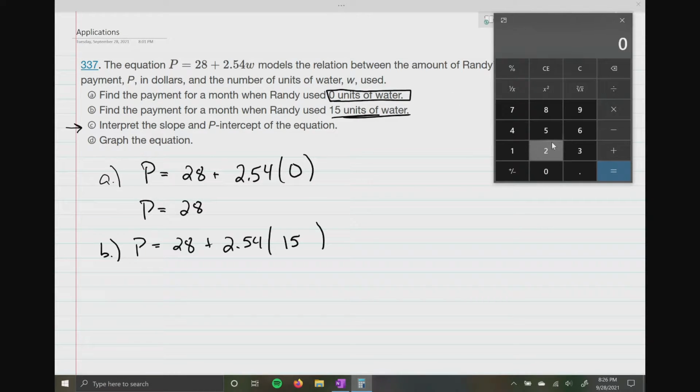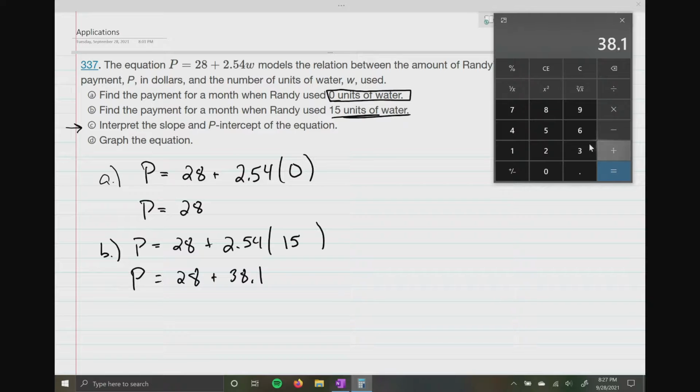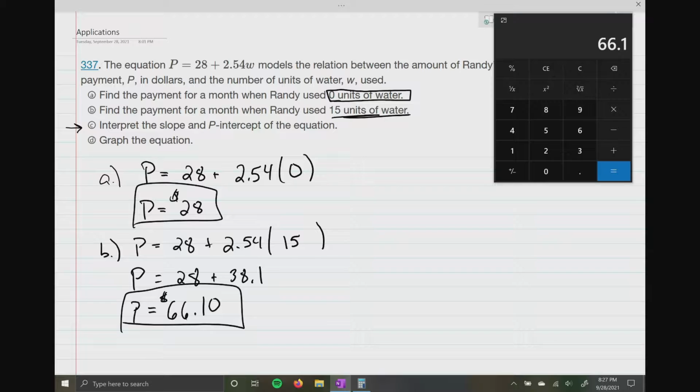So let's do the multiplication first. So 2.54 times 15. That's gonna give us 38.1. And then I'm just going to add these two numbers together. And that's going to give us our payment, which is equal to 66.1. Or if we're thinking about these in terms of dollars, part A is going to be $28. Part B is going to be $66.10.